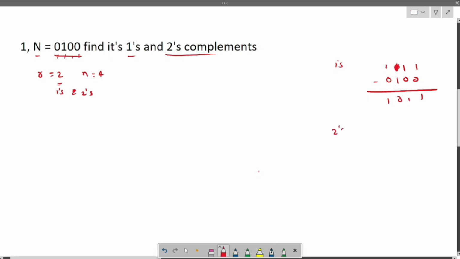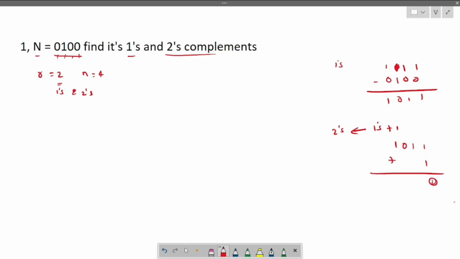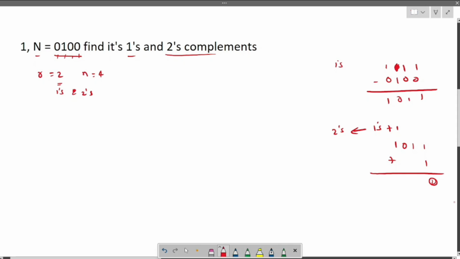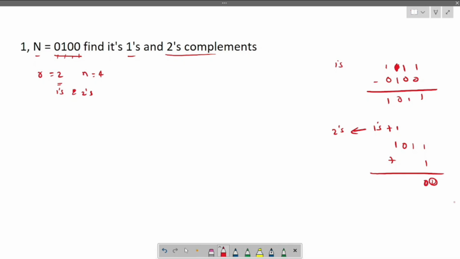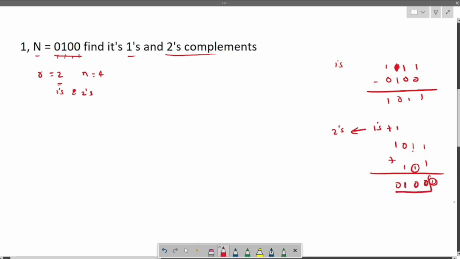Again, 2's complement is 1's complement plus 1. Write the same thing: 1 0 1 1 plus 1. You should not write 2 here. You need to do the addition in binary format: 1 plus 1, you write 0 and carry forward the 1, because 1 plus 1 is 2. Again 1 plus 1 is 0, carry forward the 1; 0 plus 1 is 1; 1 plus 0 is 1. Now the final answer is 1 1 0 0. So this is without the formula.